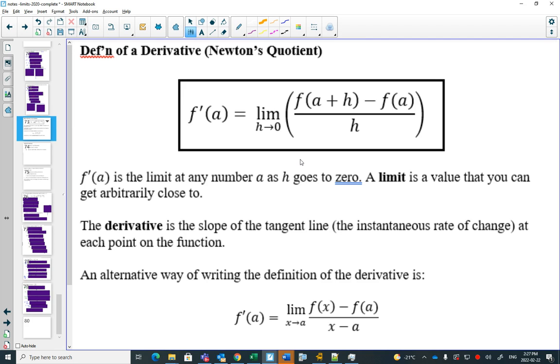And when we solve for this, what we're going to get is a formula for any slope anywhere, which is way more powerful than what we were doing previously when we found just one specific slope. Okay, so I just highlighted what all that is. The derivative is just the slope of a tangent line at a specific point.